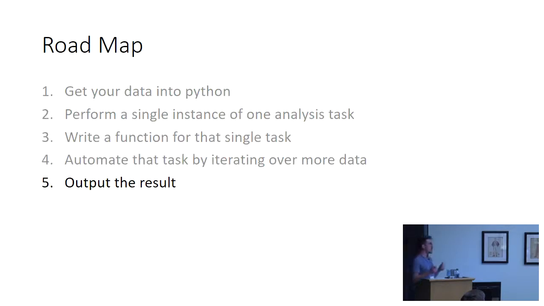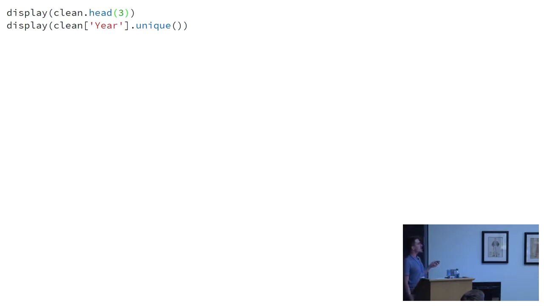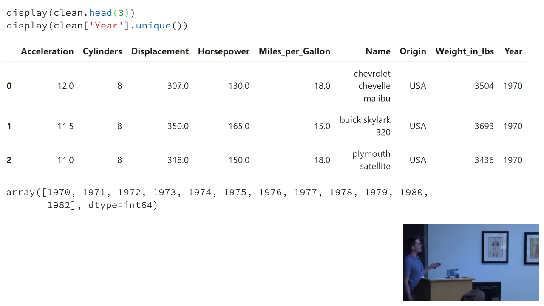Now output the result. So I showed you all of the values for that column, but we don't know if we mangled anything else because other columns might be affected. So let's double check that we didn't hurt anything else. We'll print out the first 3 rows and the unique values once again. So here we print out our rows. The first 3 rows, nothing got changed. We didn't accidentally delete our miles per gallon column. We didn't destroy anything that we want to keep in the future. And once again, all of our years look good.